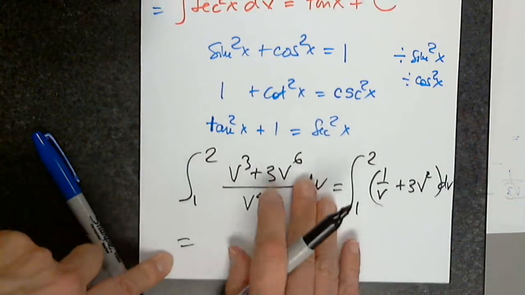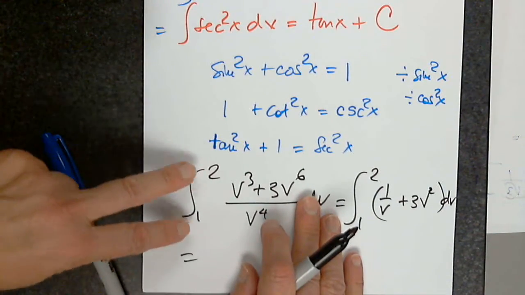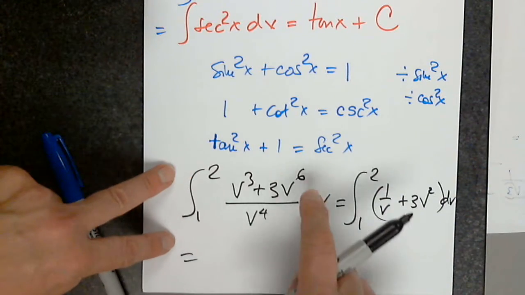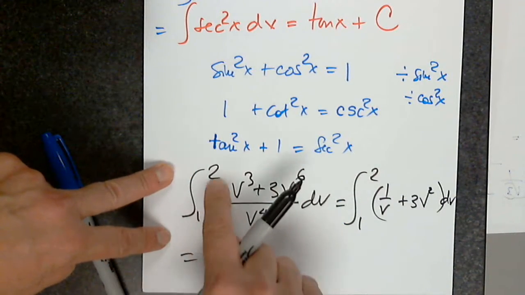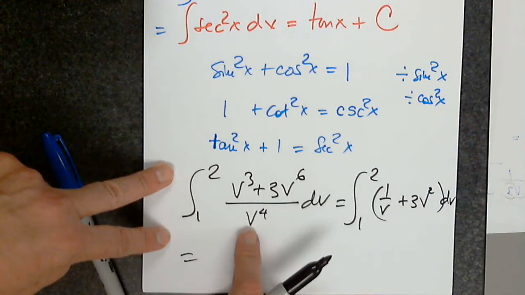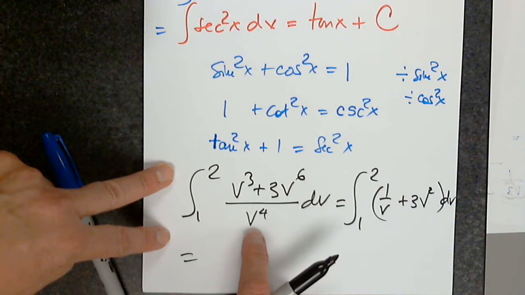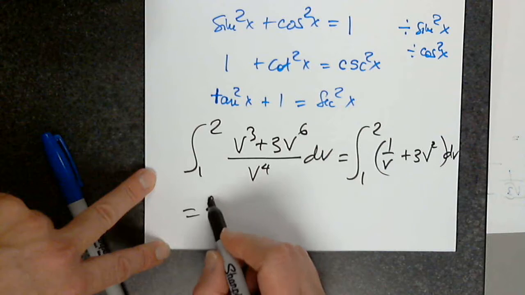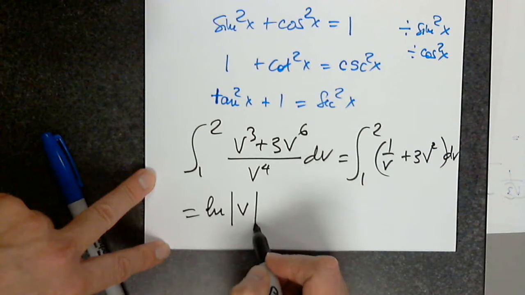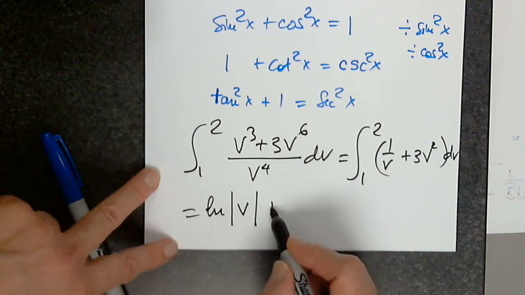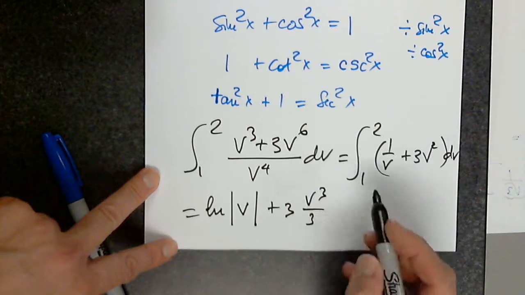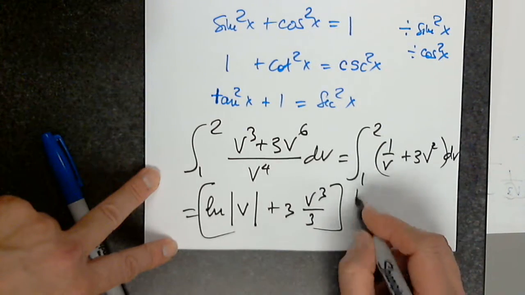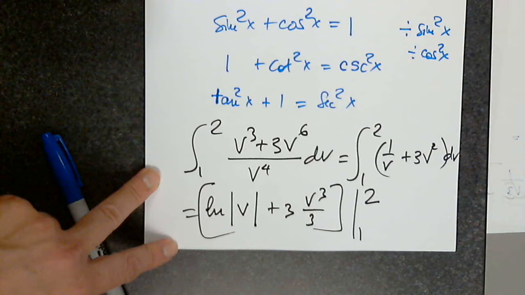Always remember, I have to check whether this function, in a definite integral, is defined on the interval. Yes, it is, because it's not defined at 0 only. Now, which function prime is 1 over v? Natural log of the absolute value, careful, you have to write absolute value, plus 3v to the third over 3, and everything, of course, from 1 to 2.